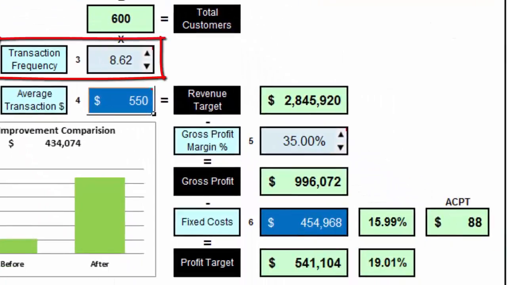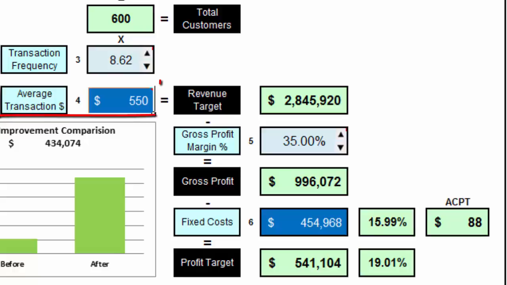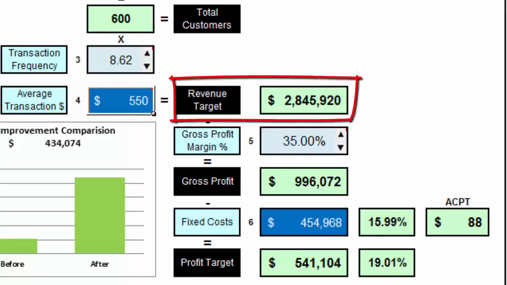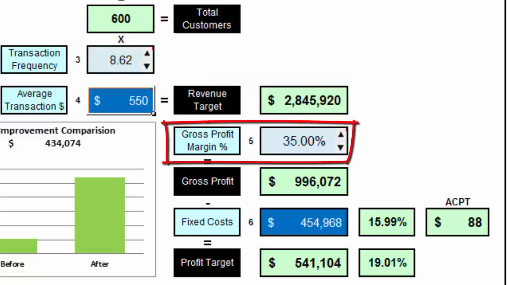Transaction frequency now is 8.62, which is an average for all customers. Some will have a lot more frequency and others will have, of course, a lot less. Average transaction value has now gone up from 500 to 550. Revenue now 2,845,920. Gross profit margin now from 25% to 35%.